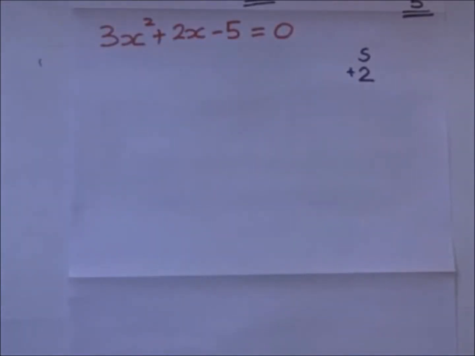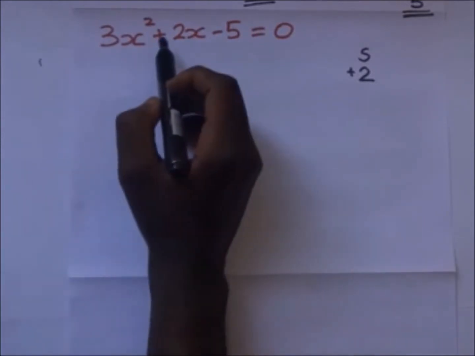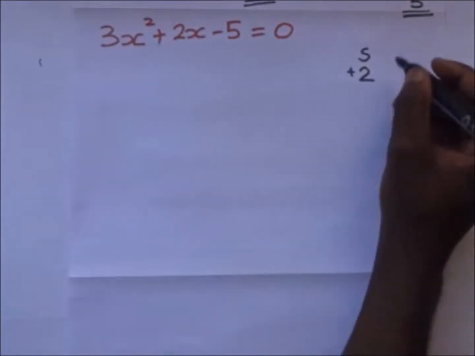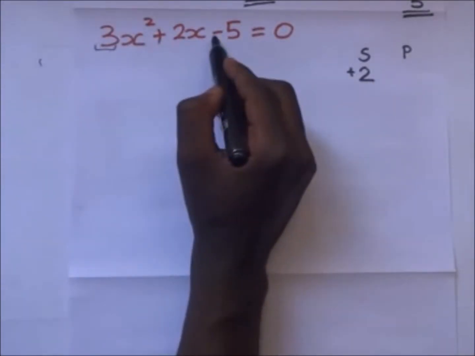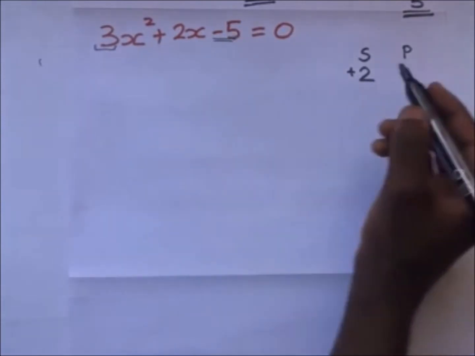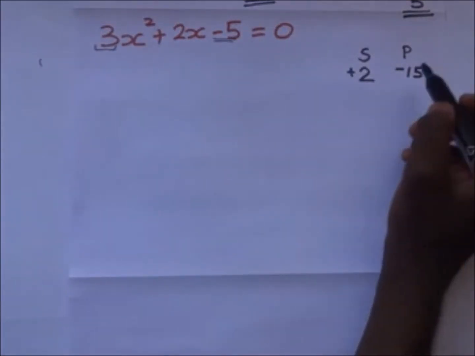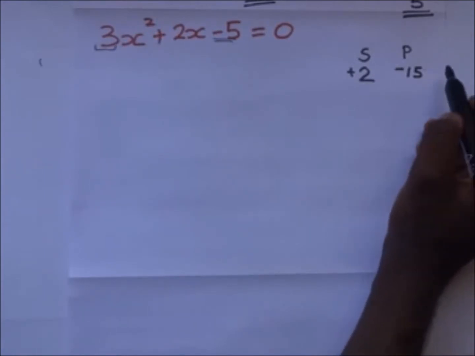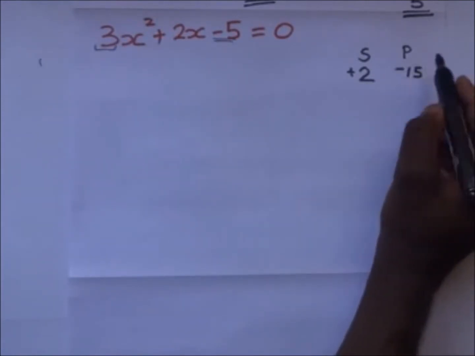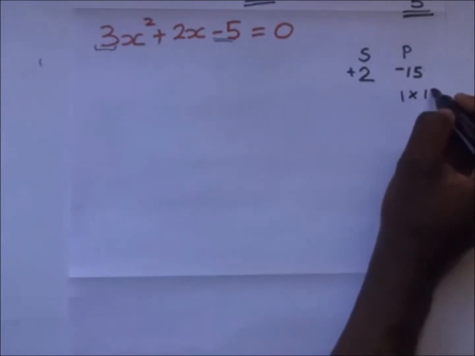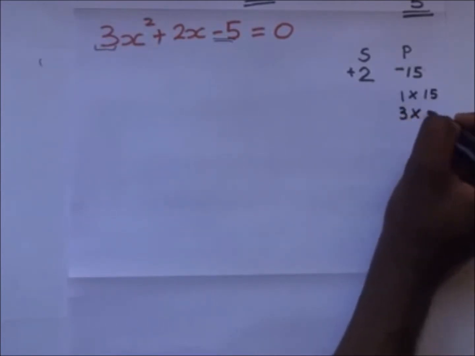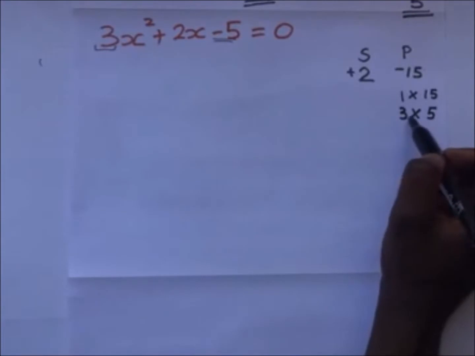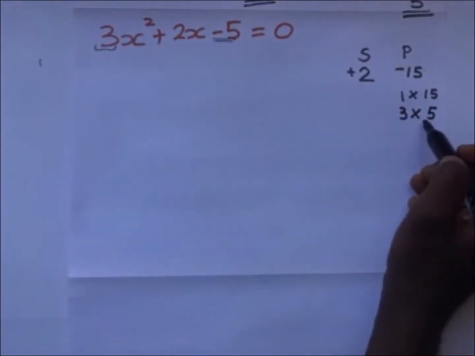Again, in this one, we are supposed to factorize. We are supposed to get two numbers. When we add these two numbers, they're supposed to give us a sum of positive 2. And when we multiply them, they're supposed to give us a product of 3 times negative 5, and 3 times negative 5 is negative 15. So how do we get those numbers? We get them by exploring the factors of 15. We begin with 1 times 15, which is a factor. Then we have 3 times 5. I think 3 and 5 will give us what we want if we manipulate them.